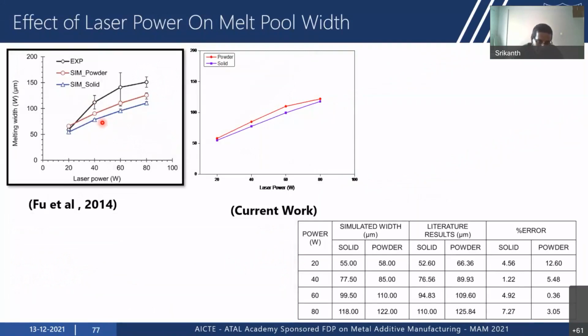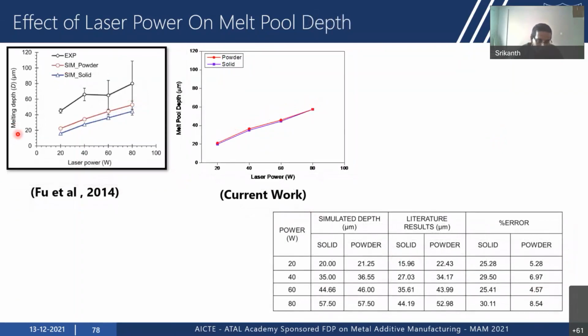Since in the LPBF process you have powder and the solid, they've considered the powder properties and solid properties, and they carried out simulations, and they've also done experimental measurements of the melt pool dimensions. So this is the melt pool width for only solid, for powder, and experimental results. And these are our results, and you can see that our results are in good agreement with that predicted from the work of Fu et al. And this is the percentage error, and it's obvious that the percentage error is lower than 10%.